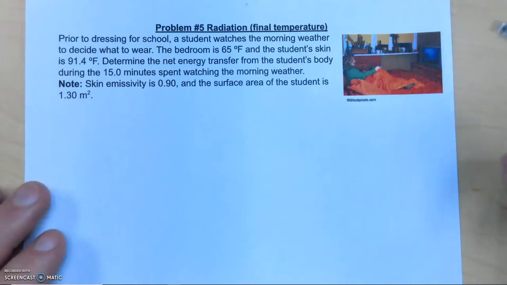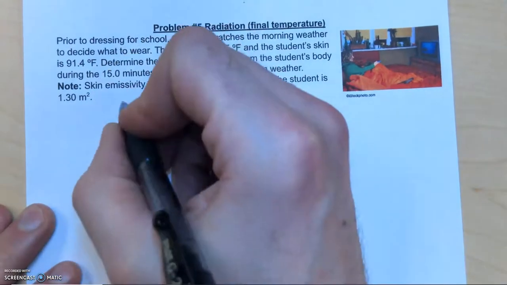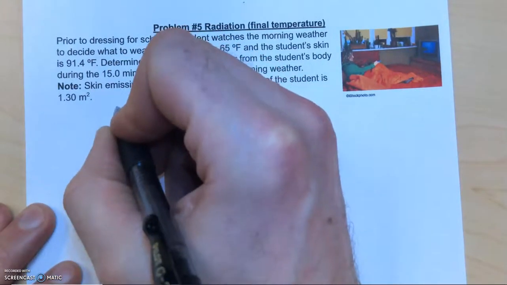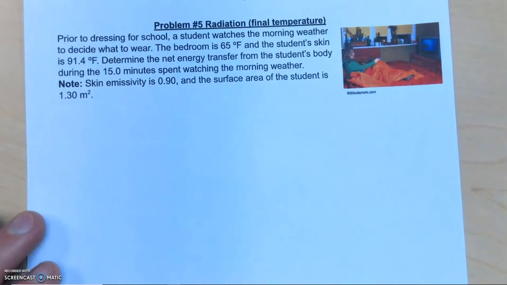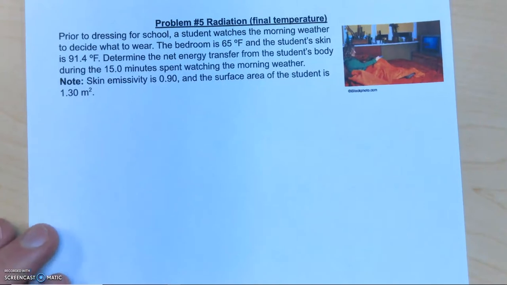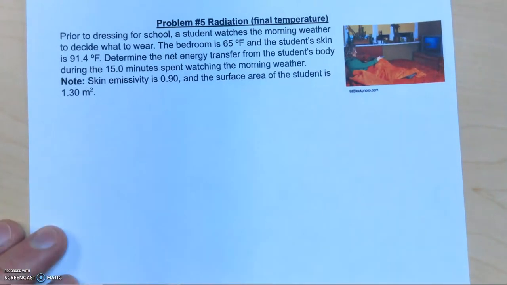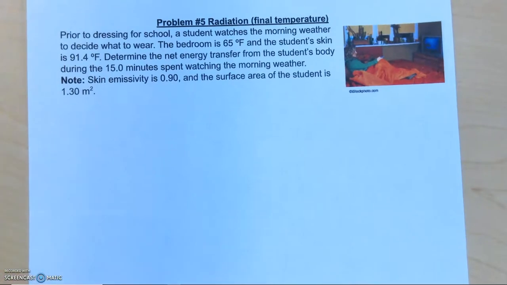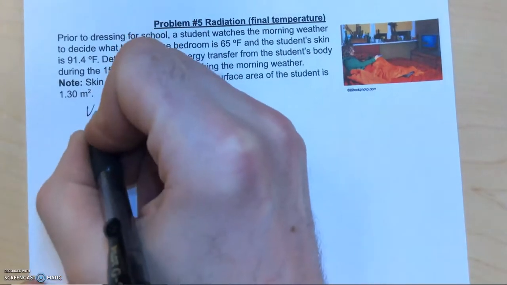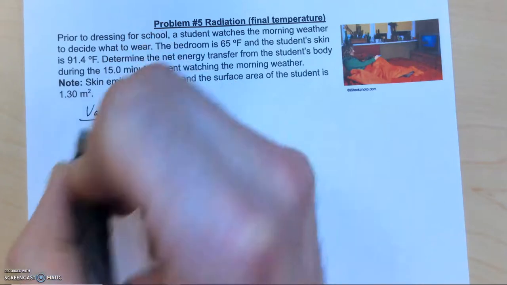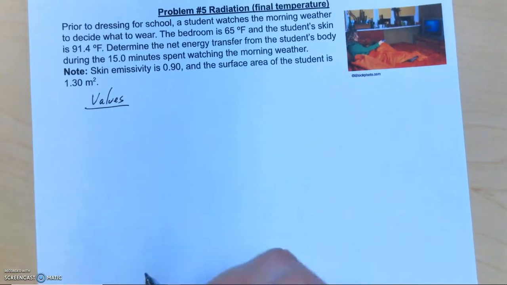All right, so as before, we're going to write down our values. Now this is a little different because we're doing radiation, so we don't really have an initial and a final. We're just trying to figure out how much energy gets transferred out. We're not raising or lowering any temperatures. We're just going to assume that the room is cooling off as fast as the student's body is heating it. So let's look at some of our values.